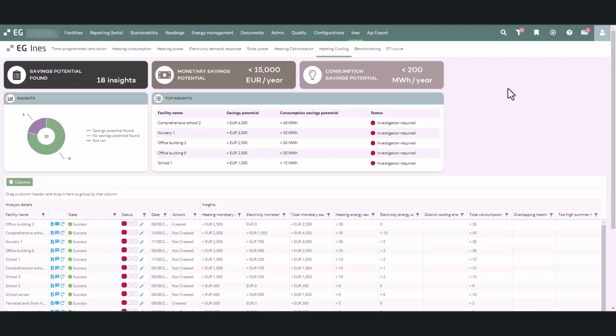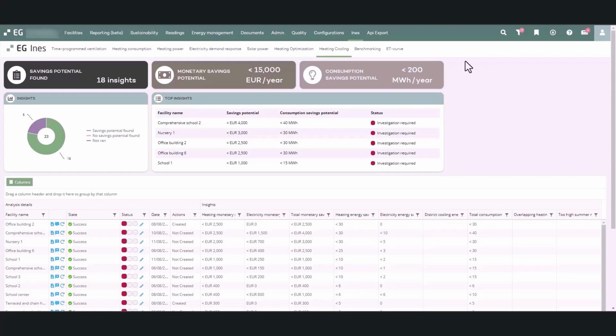The Heating and Cooling analysis identifies whether a facility has been unnecessarily heated during the summer and whether there is overlapping heating and cooling in the facility. Unnecessary heating and cooling cause problems in facilities, such as energy waste and reduced indoor air quality. Overlapping or alternating heating and cooling also increases the load on equipment, shortening its lifespan and raising costs.